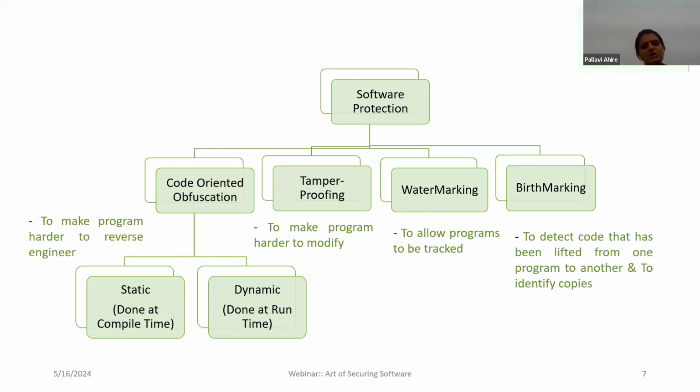Software protection comes out to be a birthmarking mechanism as well as a watermarking mechanism, which allows programs to be tracked. But a birthmarking mechanism can detect the code which can lift the program to others, and identify how many copies are being developed. Apart from that, we have code-oriented obfuscation, which could be done, as I said, at static time and at dynamic time, like at compile time, and when the software is in execution, that is runtime also.